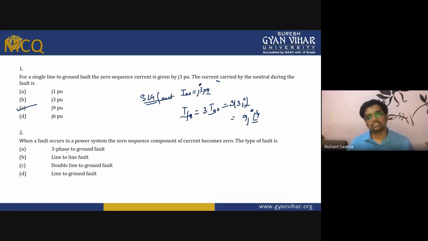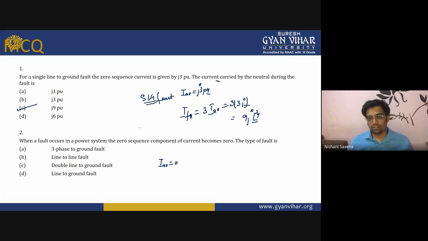Now the next question is, when a fault occurs in a power system, the zero sequence component of the current becomes zero. That means a fault has occurred. In this question, it is saying that a fault has occurred. We don't know the type of the fault, and we just directly came to know that the zero sequence fault current, that is IA0, is equal to zero. Then what is the type of the fault? I just recently explained you. You just try to solve, and then I will explain.